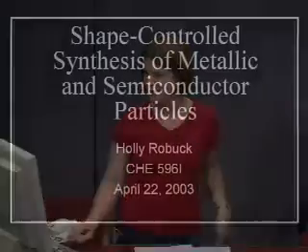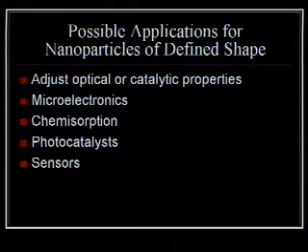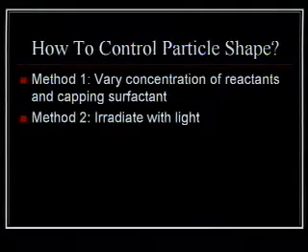I guess that's good. Okay, I'm going to be talking about shape-controlled synthesis of basically metallic nanoparticles. I didn't really do too much with the semiconductor part of it. And I wanted to start with the possible applications for these particles. Some of them include that you can adjust optical or catalytic properties of systems. They can be used for microelectronics, chemical absorption, as photocatalysts and as sensors. So I'm going to focus more on the synthesis of them.